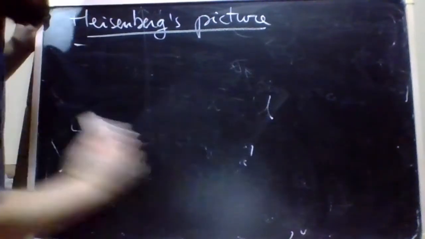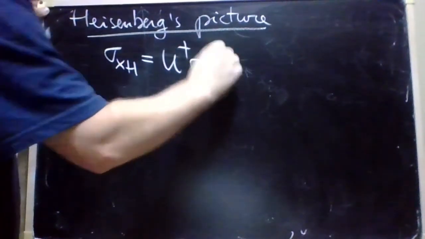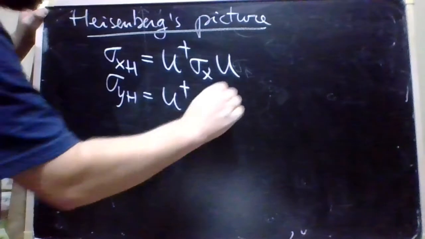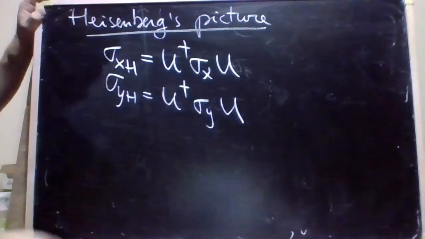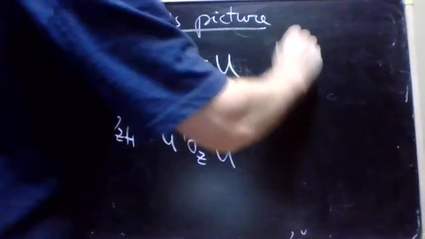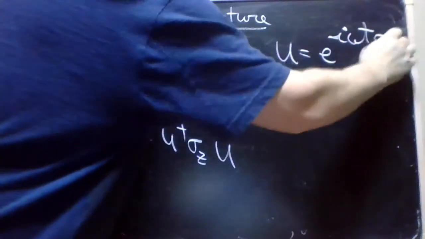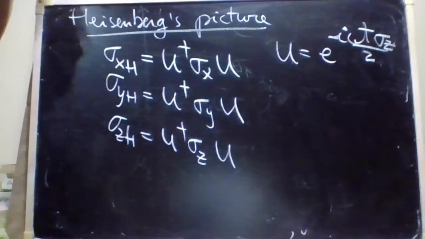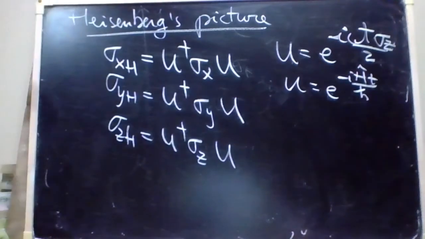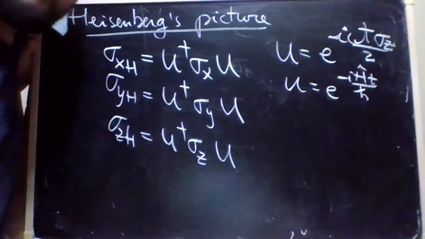Now remember that sigma x for Heisenberg is just the sigma x transformed according to this equation. Sigma y for Heisenberg is the matrix sigma y transformed according to this equation. And the sigma z of Heisenberg is the same thing, same transformation applies, same operator. This operator here is just the exponential of minus i omega t sigma z divided by 2. All right, it's just minus i, the Hamiltonian times t divided by h bar. So in this case, it's just a rotation.